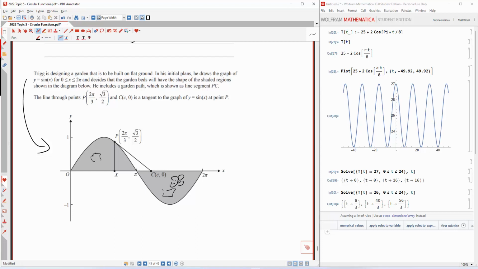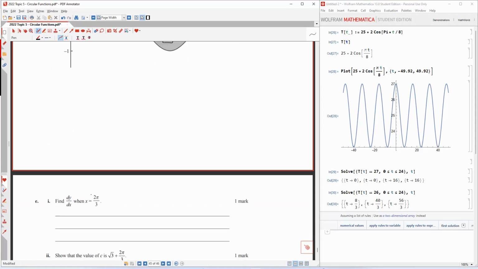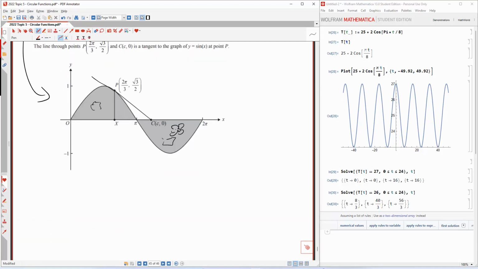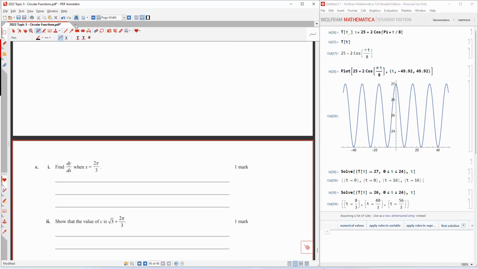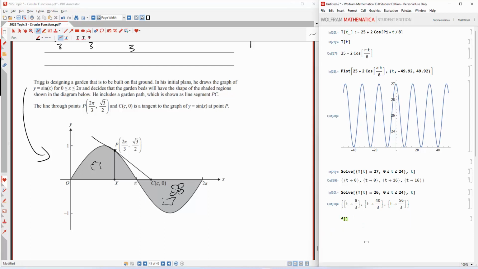The line through the points P, 2 pi on 3 is tangent at point P. So basically they're saying that this is a tangent. Find dy dx when x is equal to 2 pi on 3. So what they're getting us to do is find the instantaneous rate of change at this point here. So the way we'll do it is, what's Trig's function called? Y equals, so let's just call it f(x).